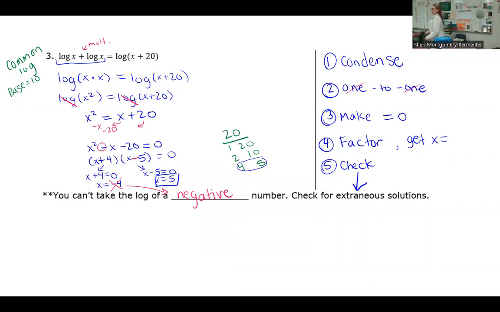Did anybody do that problem and think maybe you got an answer that is a fraction? Thought maybe you were doing it, but then you thought, I must be doing something wrong because I'm getting a fraction answer. The answer is a fraction. Very good.